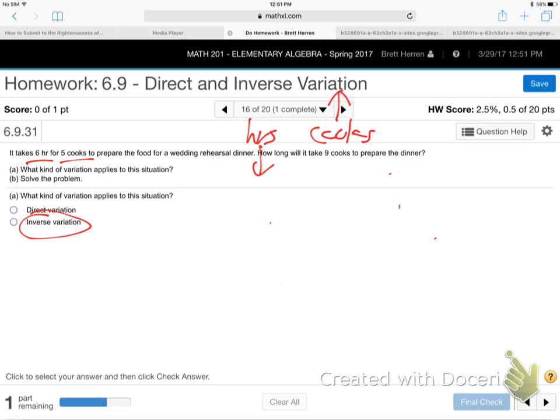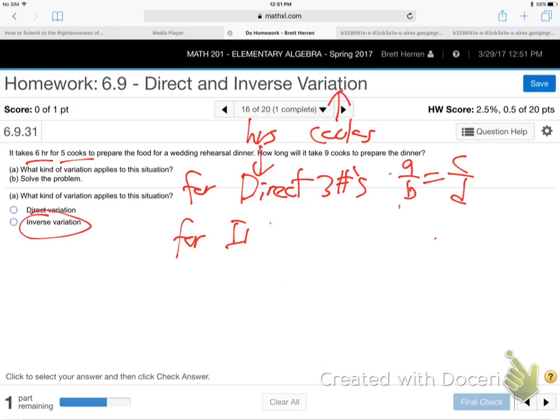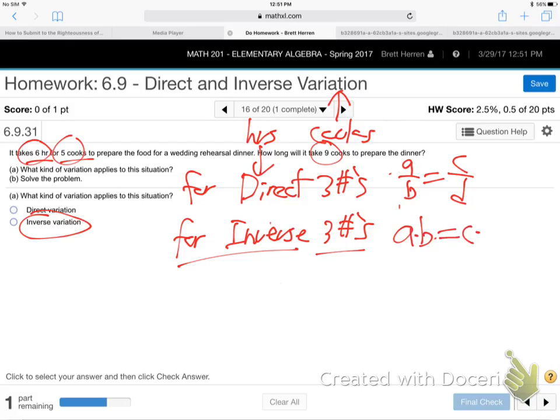Now, we've only got 10 minutes left here. I might have to go about 5 minutes over. I've got to show you how we solve this. Earlier I told you for direct with 3 numbers, you do A over B is C over D, equal fractions. Remember that? But now I need to tell you for inverse, because this is an inverse one, with 3 numbers. They give me 3 numbers: 6 hours, 5 cooks, and then 9 cooks. So how do you do inverse with 3 numbers? Well, instead of fractions, you know what it is? It's side-by-side multiplying.